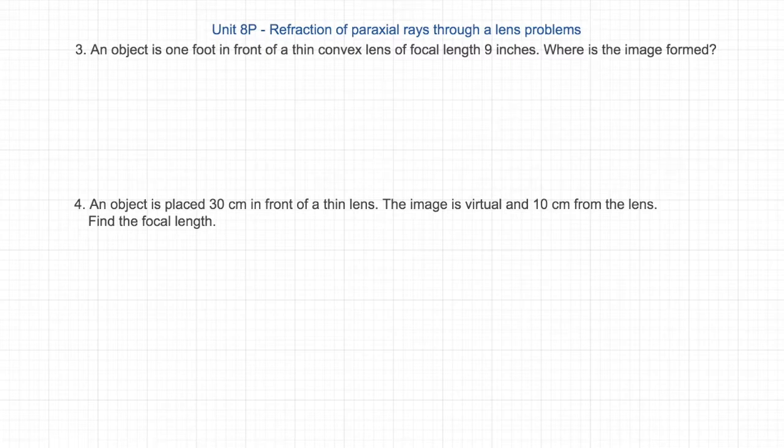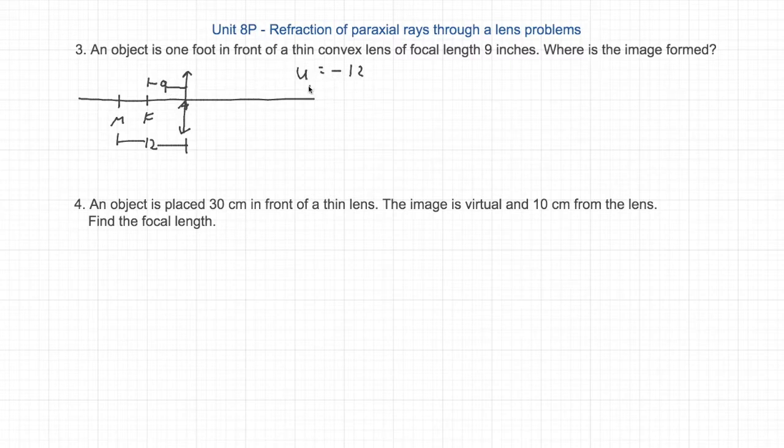Question 3, an object is 1 foot in front of a thin convex lens of focal length 9 inches. Where is the image formed? So we'll draw our optical axis, our plus thin lens, or convex thin lens. We'll place our object M 12 inches to the left, and our focal point 9 inches to the left of the lens. So remember, U is measured from A to M. A leftward direction is a negative number, and F is measured from F to A, and that is a +9. We plug into our formula.